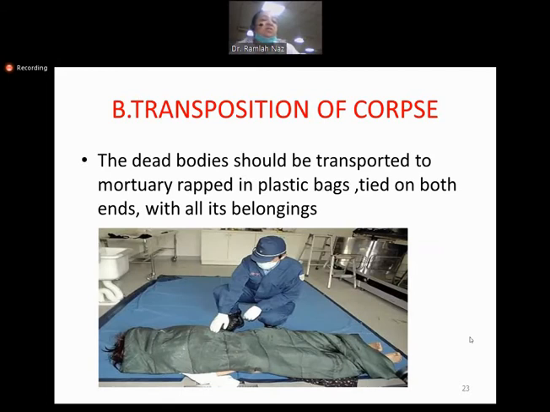Now the second part, after doing that job, the important thing is the transportation of the corpse. Transportation of the corpse should be towards the mortuary, in plastic. For the deceased, there are plastic bags specially designed, in which they put the body and tie them from both ends. They put the body with all its belongings, and never try to take anything out, whether a necklace or a chain, nothing. They take it as it is, the body, towards the mortuary.